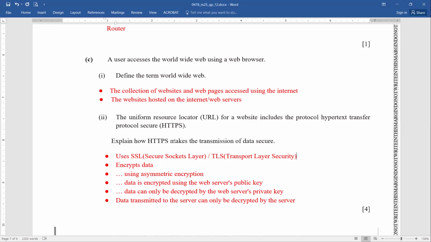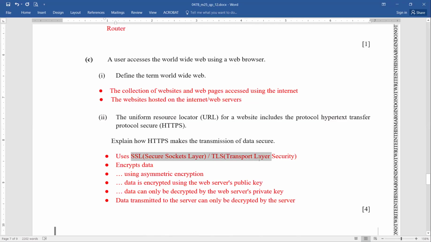So actually, when you talk about HTTPS being secure, the main reason is the use of SSL or TLS. These are the 2 protocols that are present there, and they are there to encrypt the data. And if you have talked about asymmetric encryption and the use of private and public key, then definitely you will be able to score the marks. Be clear, you talk about the terms SSL or TLS.